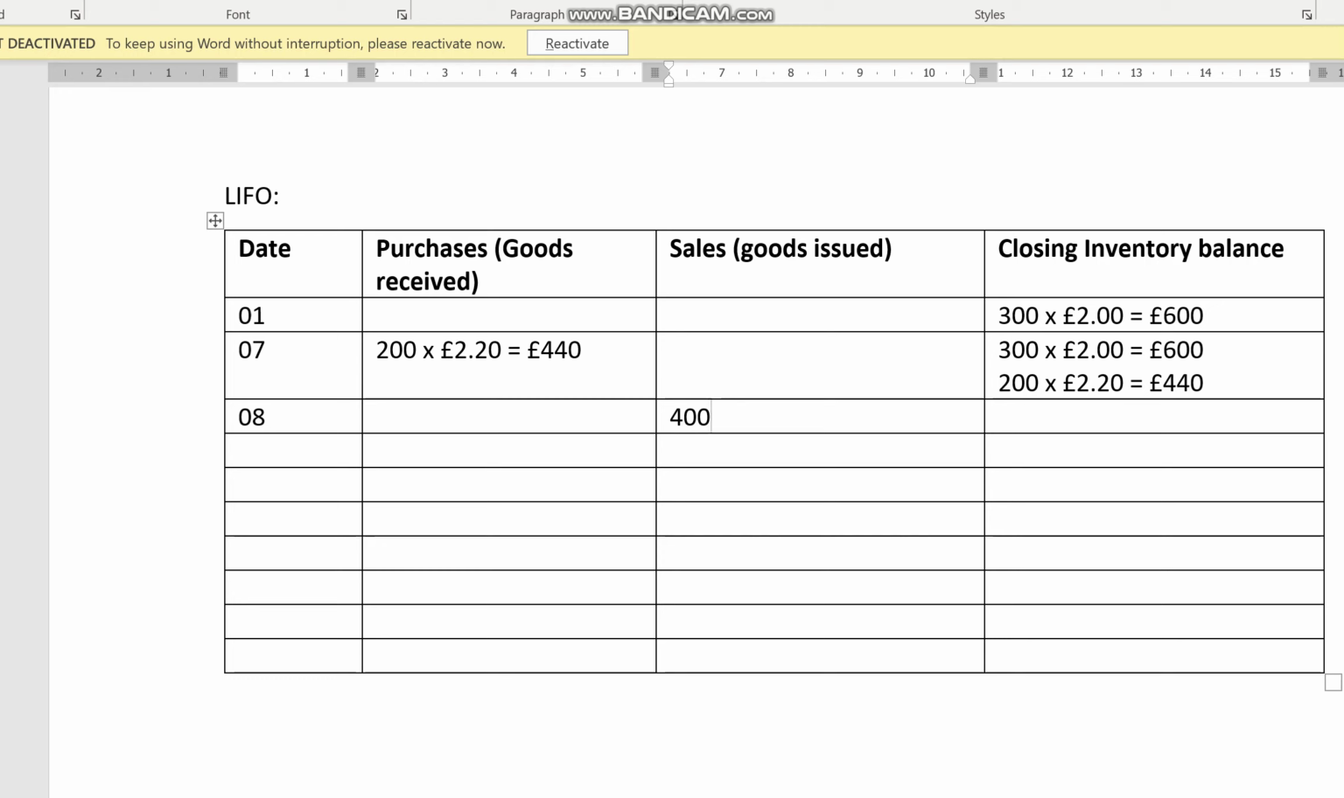Now you need to ask yourself a question. Which of these 400 units were sold first? Have we sold these 400 units out of the 300 first or out of the 200? Because the method is last in, first out. So please look at the inventory balance here. Which units were last in? Last in units were these 200. So last in, first out. So 200 of these will be out first.